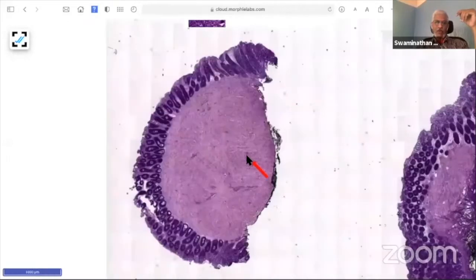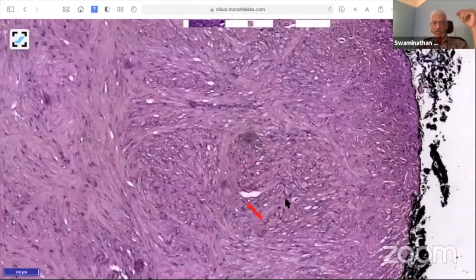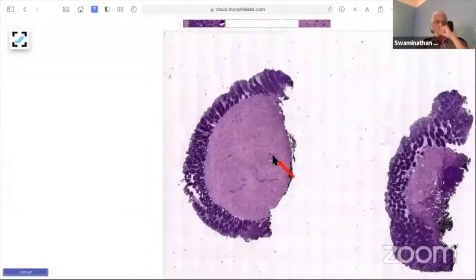And when you go to the high power, they are made up of spindle cells. And these spindle cells are coming out of the blood vessels. And whenever you see spindle cells, you have to think of GIST. But GIST is an immunohistochemical diagnosis. It is not an H&E diagnosis. So whenever you see spindle cells, there are a few things you have to remember in spindle cell neoplasm.